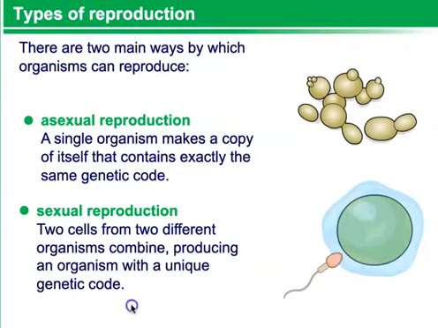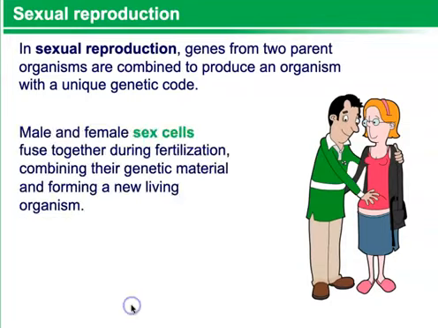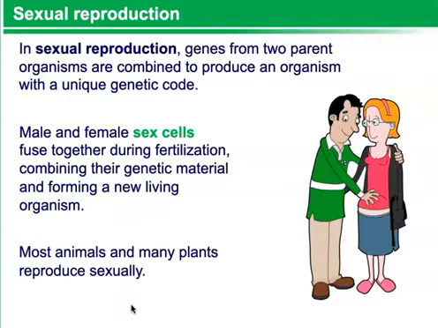In sexual reproduction, genes from two parent organisms are combined to produce an organism with a unique genetic code. Male and female sex cells fuse together during fertilization, combining their genetic material and forming a new living organism. Most animals and many plants reproduce sexually.